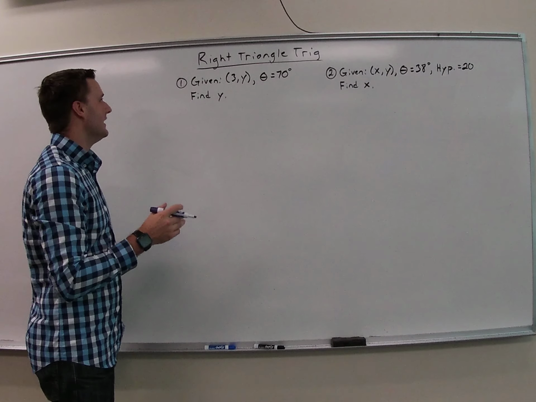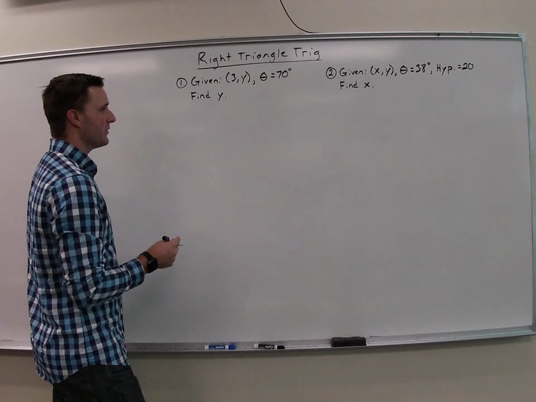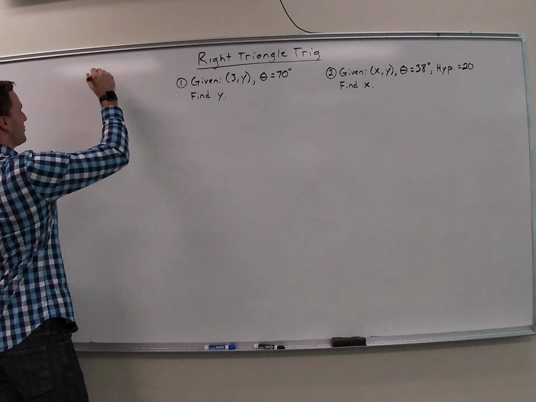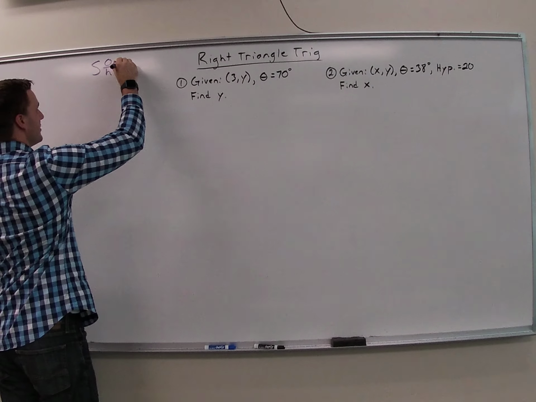All right, so today we're going to talk about right triangle trig. So just a quick review. With right triangle trig, we have SOH CAH TOA, right? Some people write it this way.